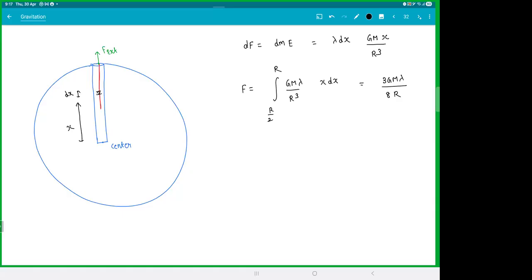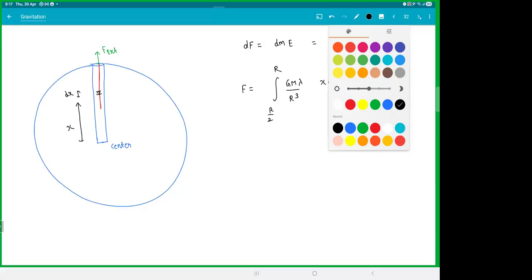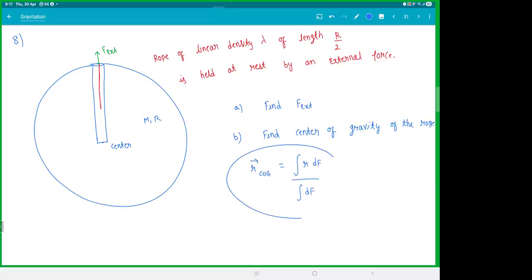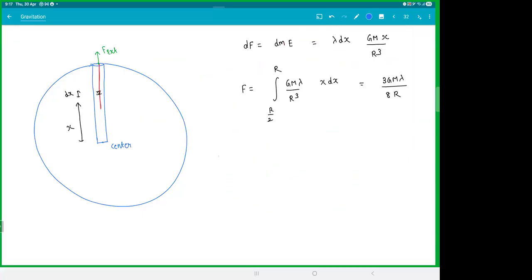Any doubts on this? That was easy, right? That was your force. And what do you want to find next? You want to find the center of gravity, and the formula is given. So the center of gravity, it is integral r df by integral df.